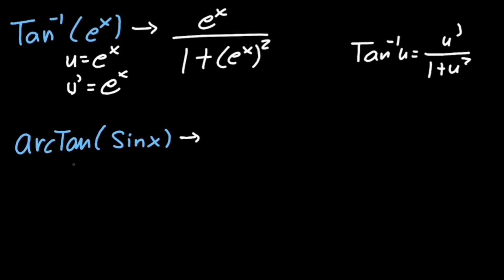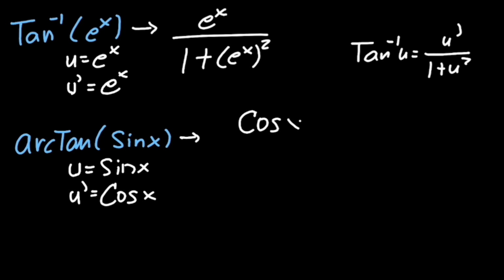Now, arctangent of sine of x. Let u here be sine of x and u prime be the derivative of sine of x, which is cosine of x. I will be explaining trigonometric derivatives in my future videos. Now, solve this based on the formula and you will get cosine of x over 1 plus u squared, which is sine squared x.